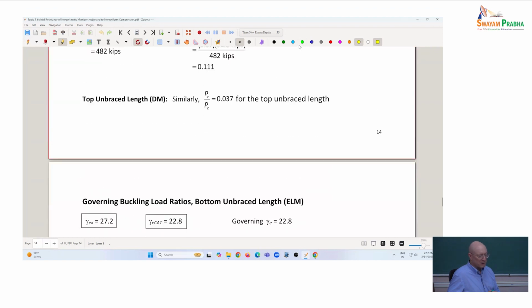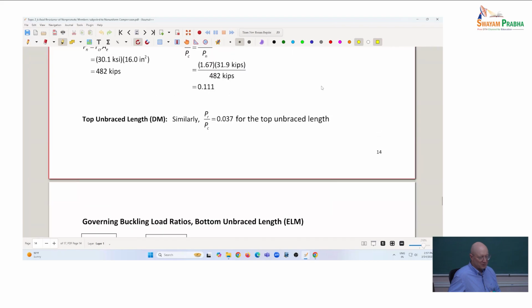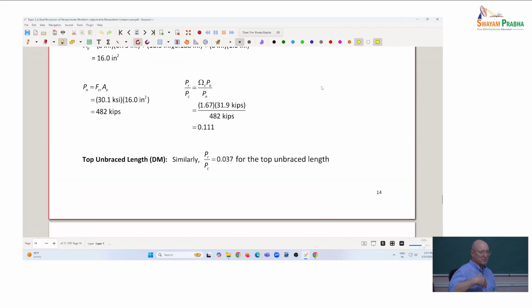Again, remember, in the direct analysis method we did the analysis with a stiffness reduction. A gravity frame like this is not going to be stability critical, so you're not required to put any notional load in unless it's a gravity-only load combination.